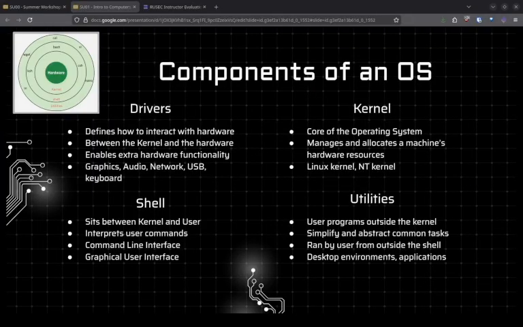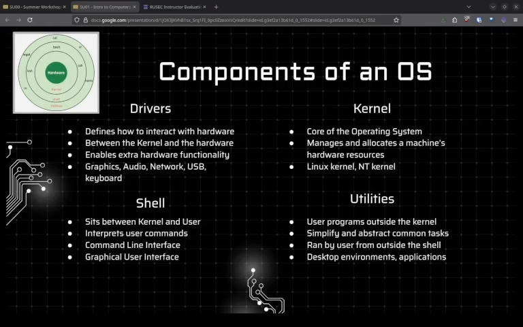So here are the different software components that make up an operating system. First off, we have drivers. The drivers are binaries which tell the OS how to interact with the different hardware components. You may know this as graphics drivers, audio drivers, network drivers, USB or keyboard, or other controller devices, but it's not restricted to just those.